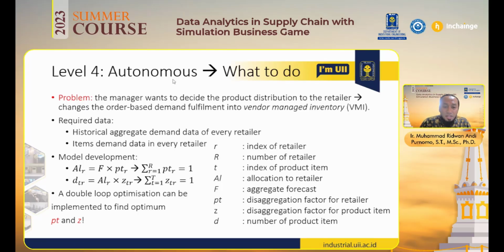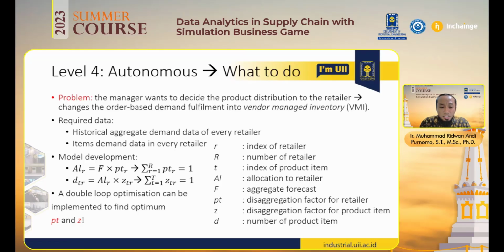And also the item demand data in every retailer, because after we know the total bakpia to be delivered to R1, R2, or R3, retailer 1, retailer 2, or retailer 3, then we also need to decide, from that amount of general bakpia, how many bakpia to be processed into chocolate taste, durian taste, and so on. So here actually we have two models. The first model is the model to define the number of general bakpia to be delivered to every retailer, and after that, based on this result, we determine the number of every bakpia taste in every retailer.